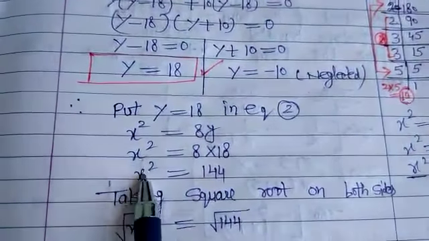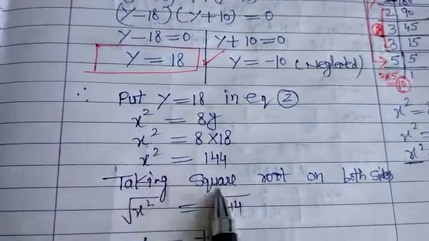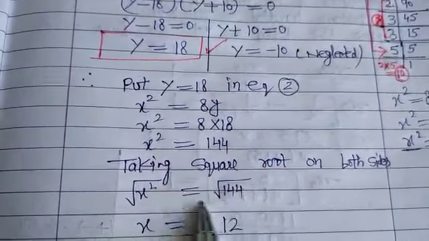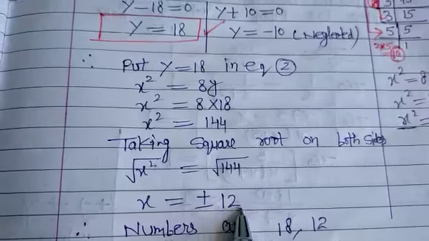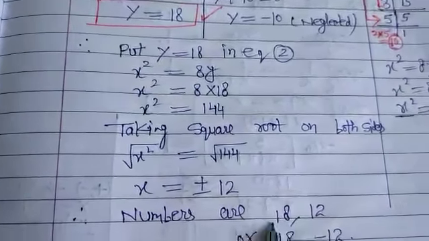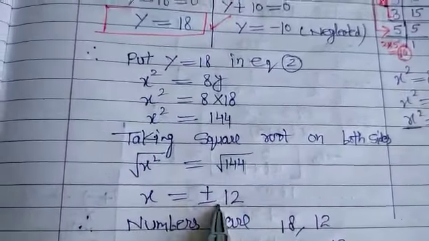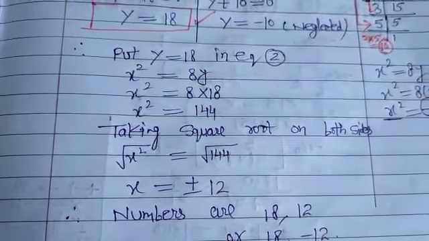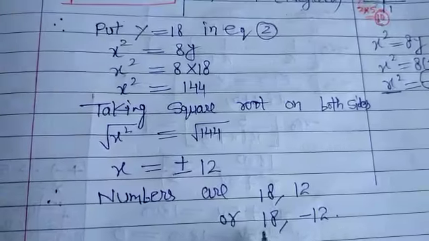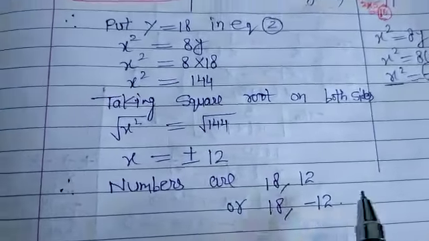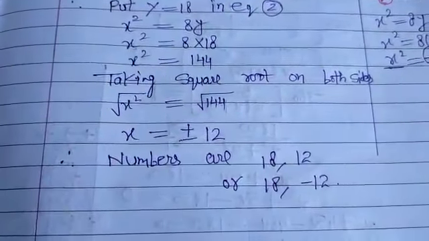Taking x square is 144, taking square root on both sides, x comes minus 12 and positive 12. Therefore the two numbers are 18 and one is positive 12 and the second is minus 12. So the two numbers are either 18 comma 12, or 18 comma minus 12. That's all about questions number 6 and 7.